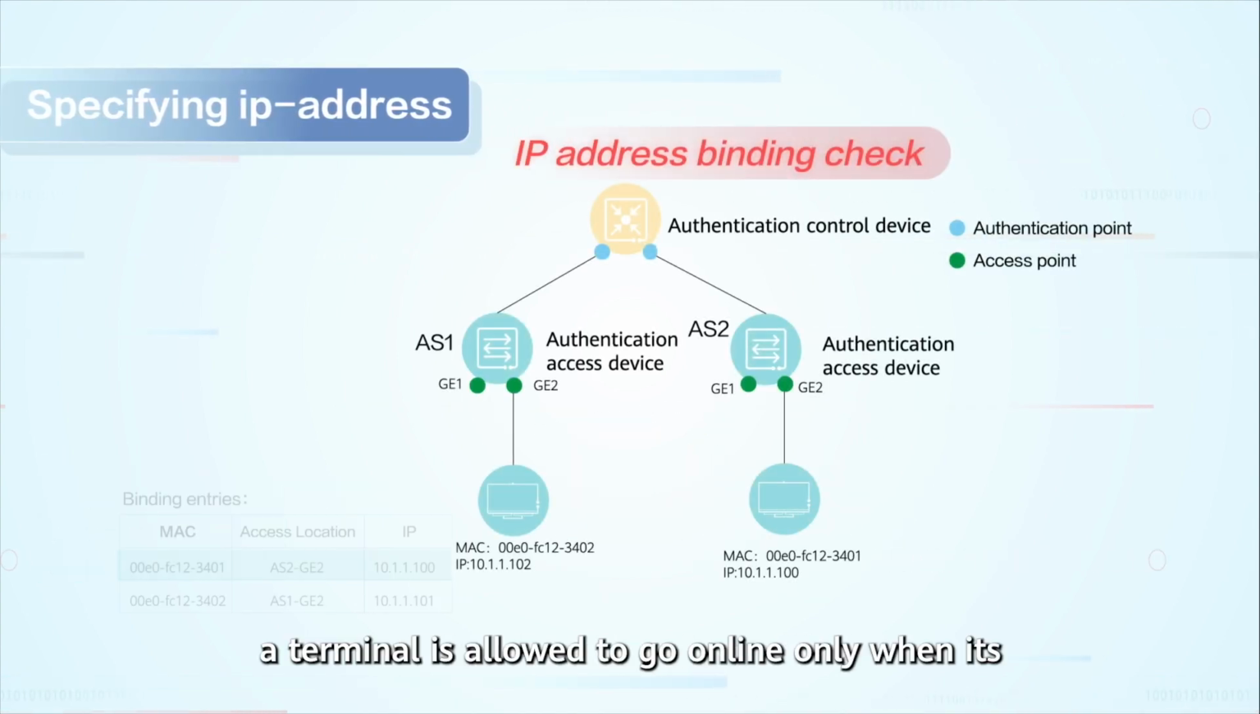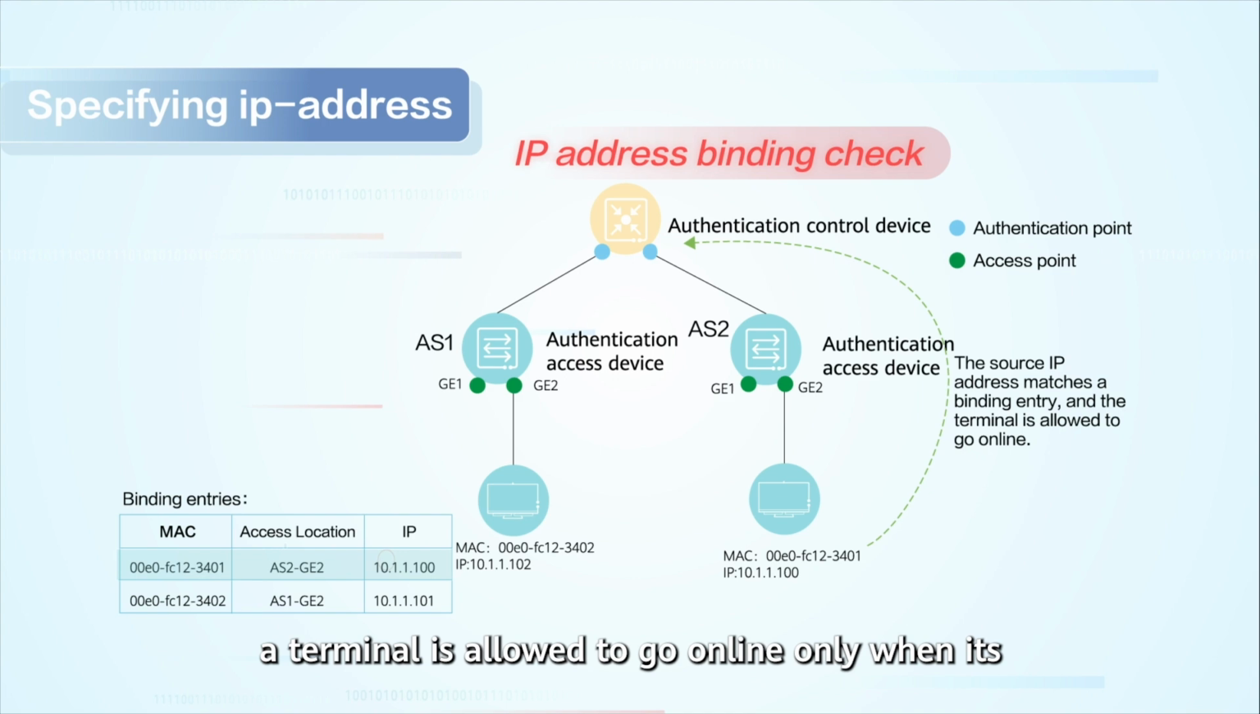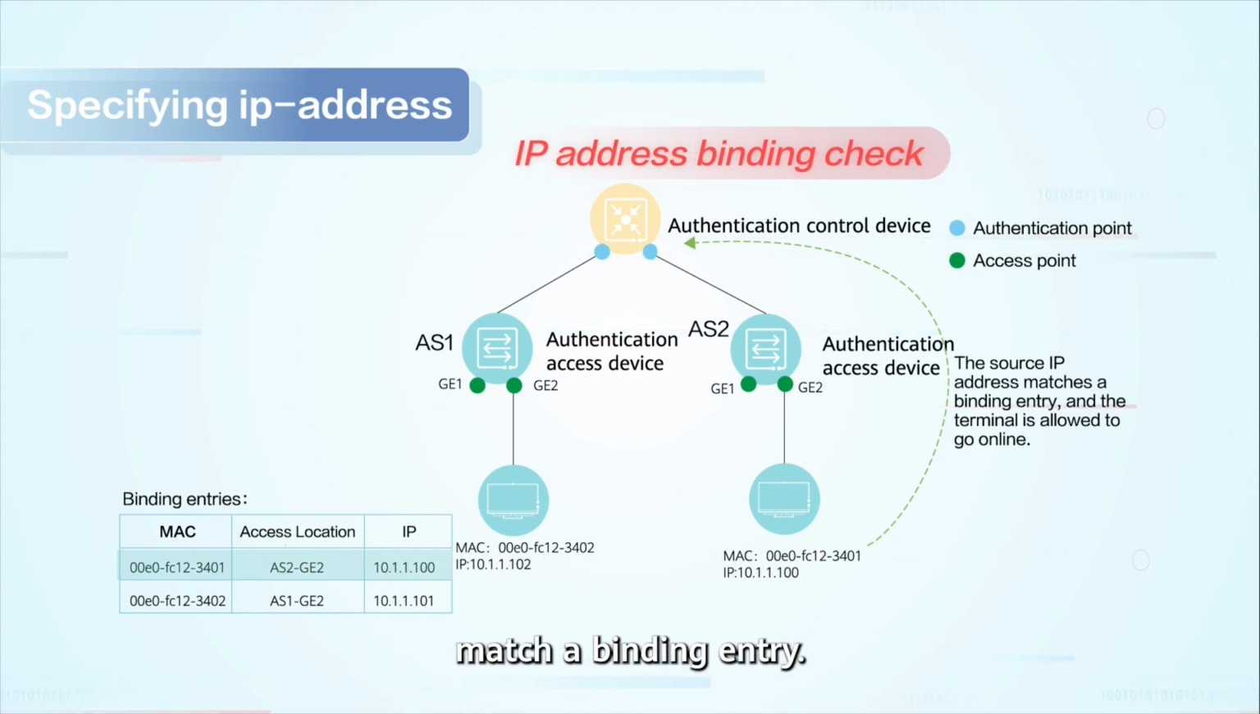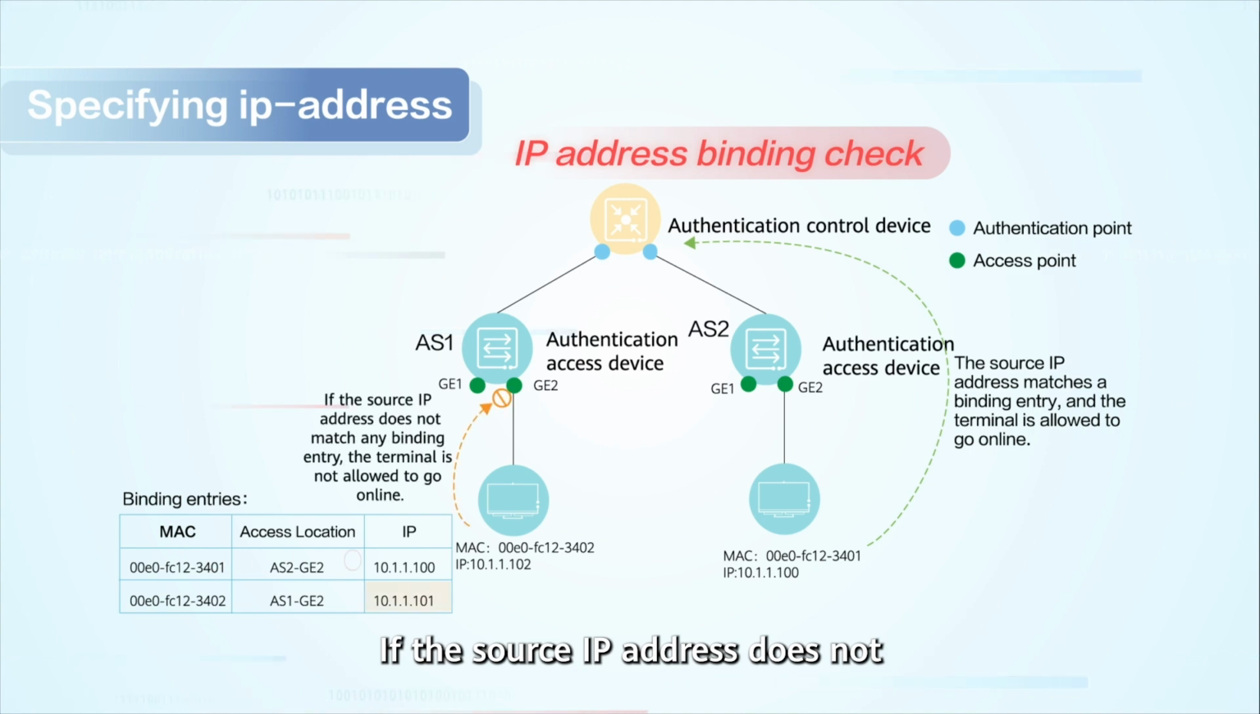When IP address is specified, a terminal is allowed to go online only when its source MAC address and source IP address match a binding entry. If the source IP address does not match any binding entry, the terminal cannot go online.